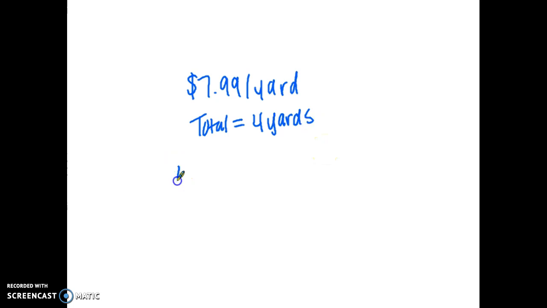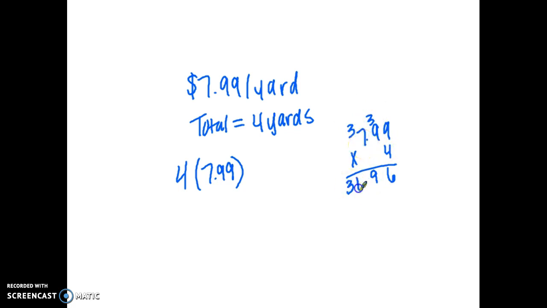So if she wants 4 yards and it's $7.99 per yard, then we're going to multiply $7.99 times 4. 4 times 9 is 36. 4 times 9 is 36 plus 3 is 39. 4 times 7 is 28. 28 plus 3 is 31. She will spend a total of $31.96.